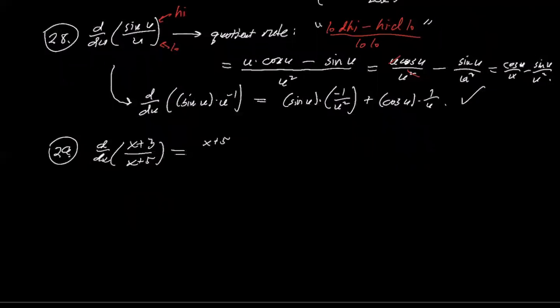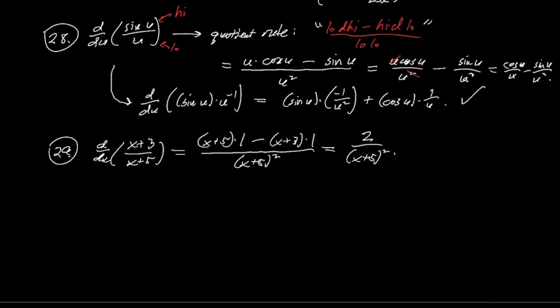So it's the bottom times the derivative of the top minus the top times the derivative of the bottom. Derivative of the top is 1, derivative of the bottom is 1, over the bottom squared. So that's x plus 5 minus x plus 3. So that's x minus x cancels, and then we do 5 minus 3 is just 2. So that's 2 over x plus 5 quantity squared.